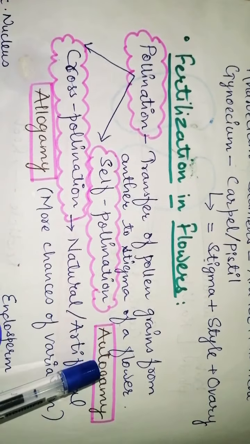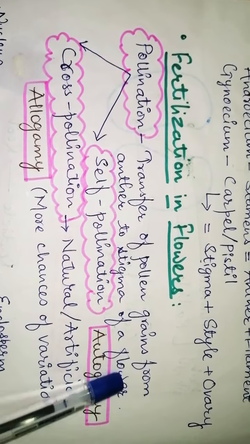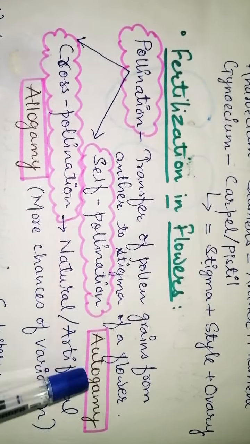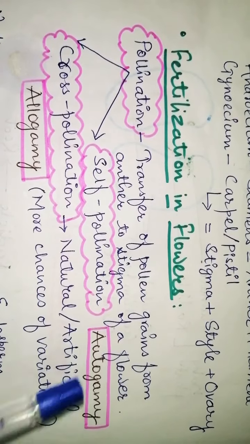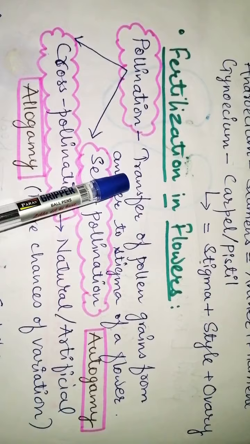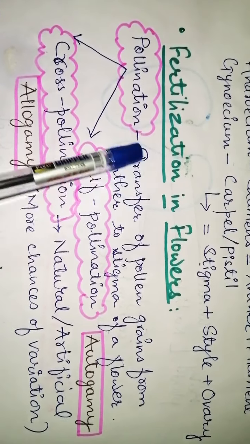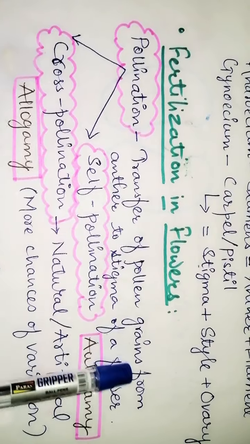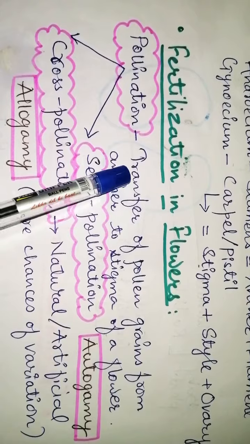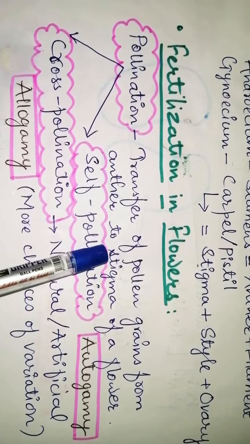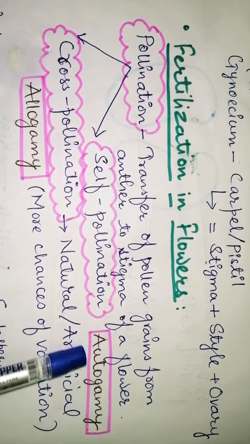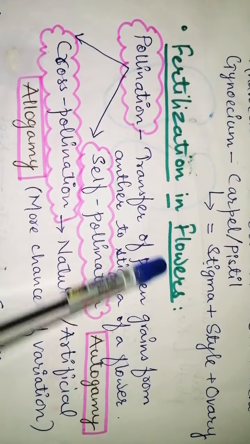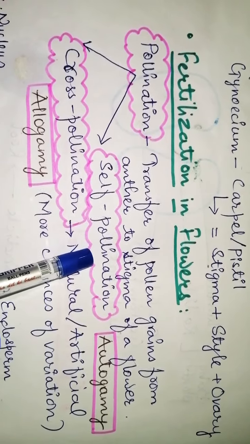Self-pollination is also known as autogamy, means the gametes fuse together and these are the self gametes. Auto means self, self means of the same flower. So when the pollen grains of a flower transfer from anther to the stigma of the same flower, then it is known as autogamy or self-pollination. When the same flower is concerned, it is self-pollination.